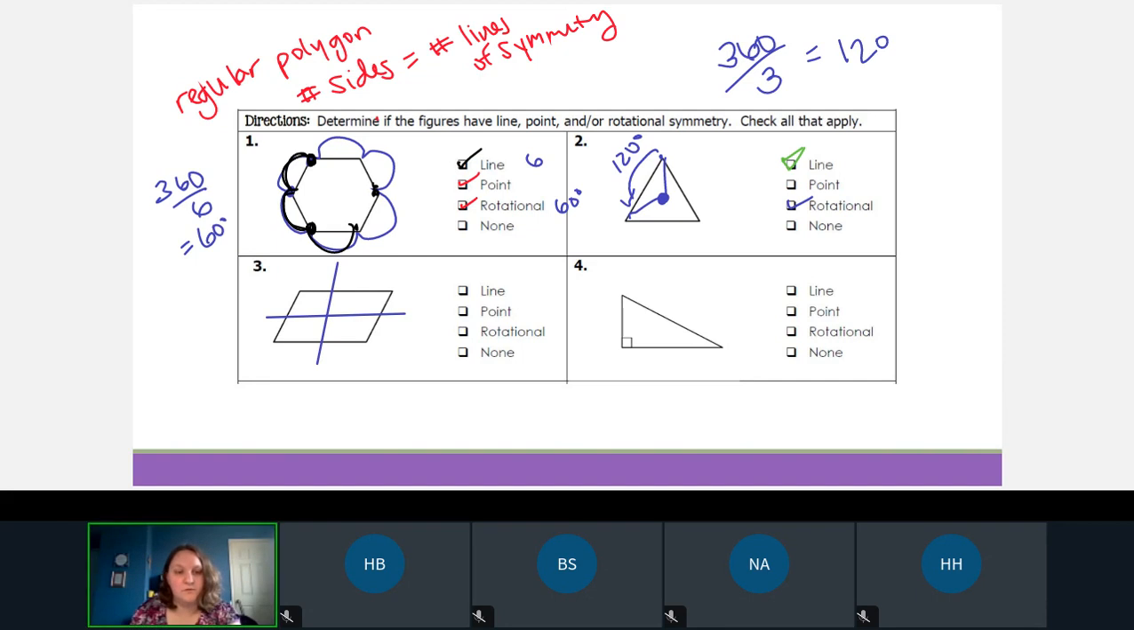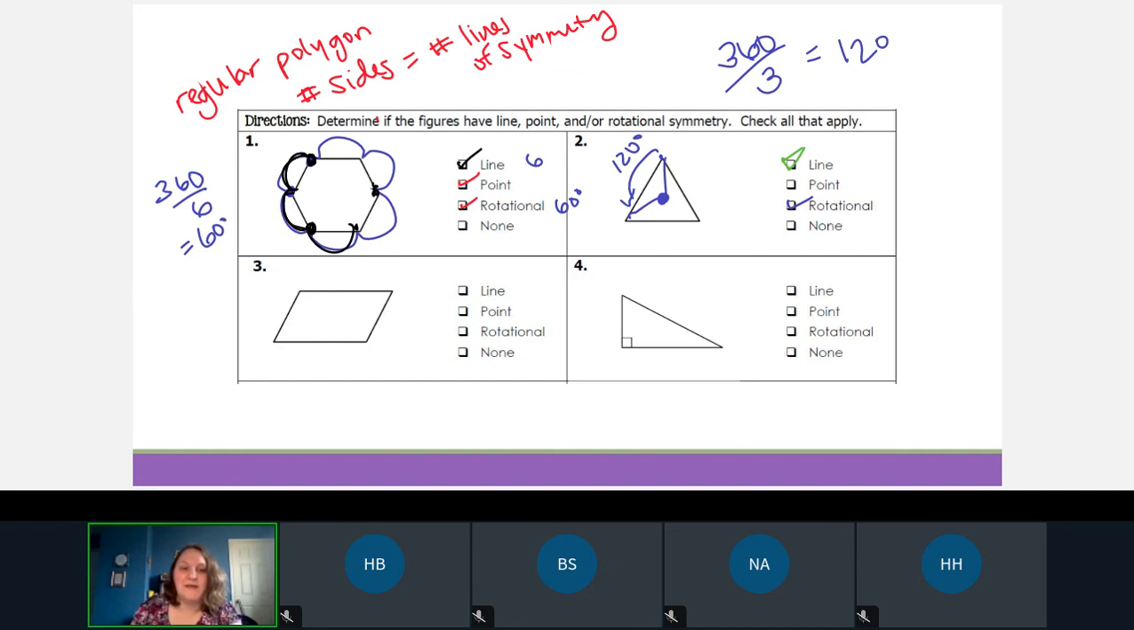Oops. Not gonna let me go back, huh? Nope, that's not going to work either. Okay. What about the diagonals? Nope, that's not going to work either. Huh. No line of reflection, none. So this one doesn't have a line of reflection.